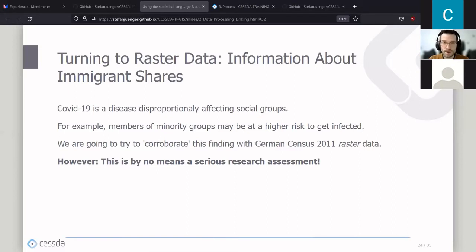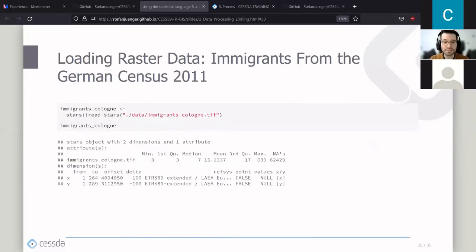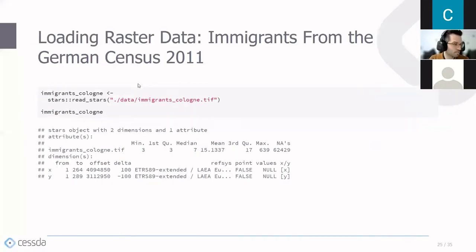So what we will do now is load this data set into R using the read_stars function. And it's similar to the st_read function from the sf package. So we have to find the location of the data set. Again, it's in this data folder. And this time it doesn't have this SHP extension, but this TIFF extension, which is a raster data set. And we assign it to the object name immigrants_cologne. And this is information about the immigrants count in Cologne.